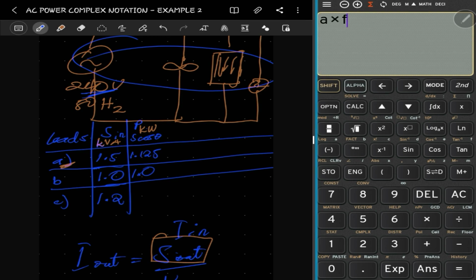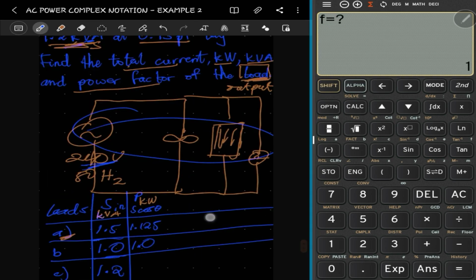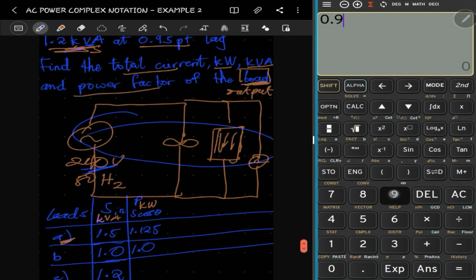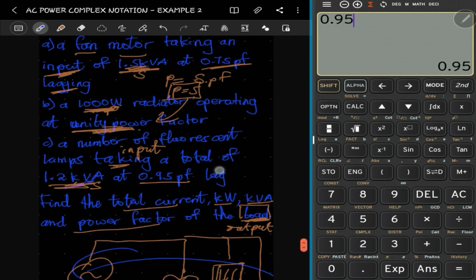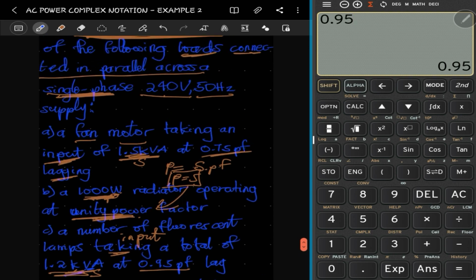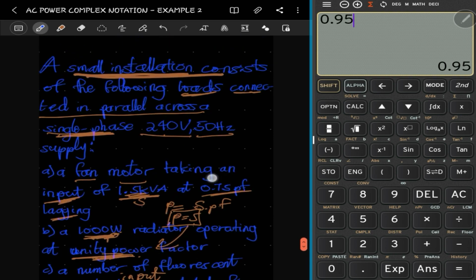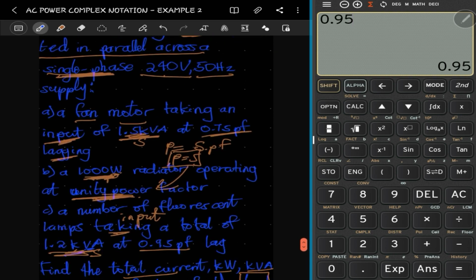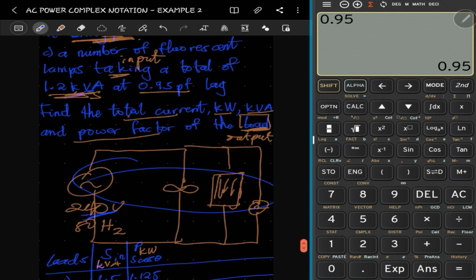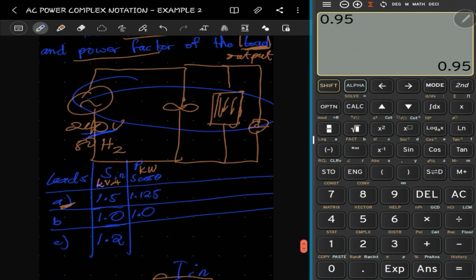The next one, the apparent power is 1.2, and the power factor is 0.95. But then there's one thing that we must pay attention to, right? We've said this already, that if the power factor is lagging, as we see here, that will mean that we'll talk about the apparent power. Now let's finish with the power. The power is always positive, as we've seen already. So we have 0.95.